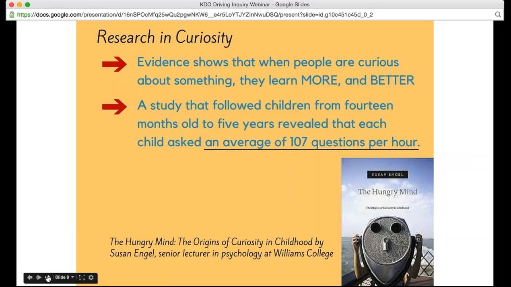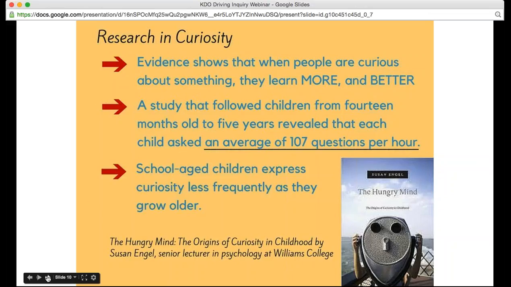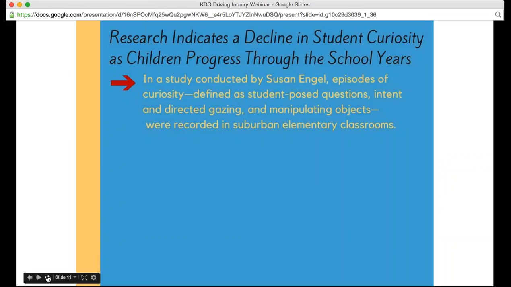We're going to think about this in terms of what happens when students enter school. What Susan Engel and other researchers have found is that as students progress through their schooling, fewer instances of curiosity are expressed. They might ask fewer questions and engage less than they would when they're younger. This is something that I've been curious about and concerned about as well. This decline in student curiosity as children go through their school years was further researched by that author, Susan Engel.